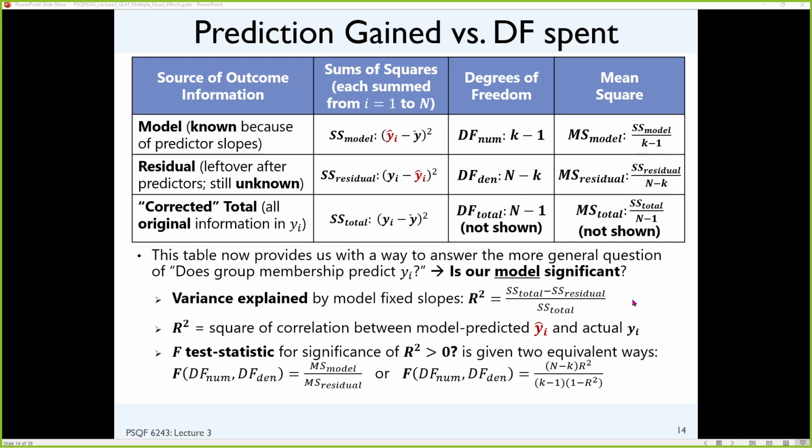Can you repeat that one more time, please? Yes, happy to. F tells me whether or not my slopes work together significantly to predict my outcome. And R square tells me how good a job they did at predicting the outcome. So if F is significant, you got a good deal. How good a deal was it? That's R square.